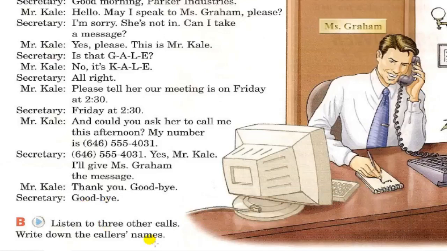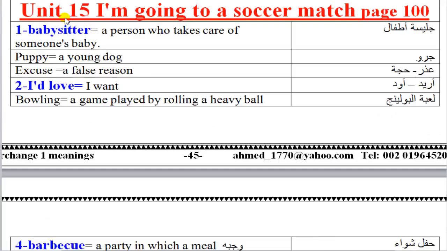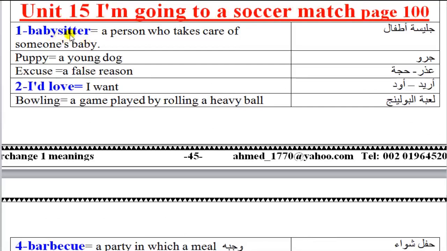That's the end of the first part of unit number 15. Unit 15: I'm going to a soccer match. Babysitter, American and British: a person who takes care of someone's baby. Puppy: a young dog.